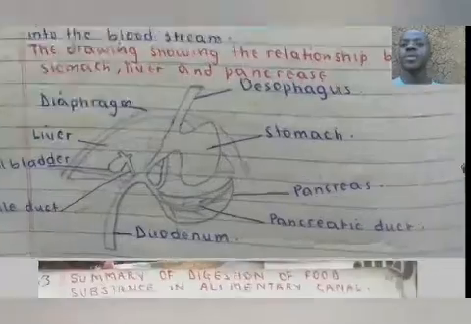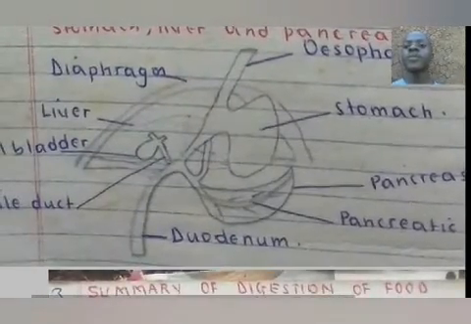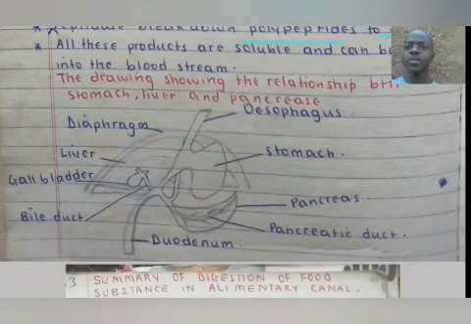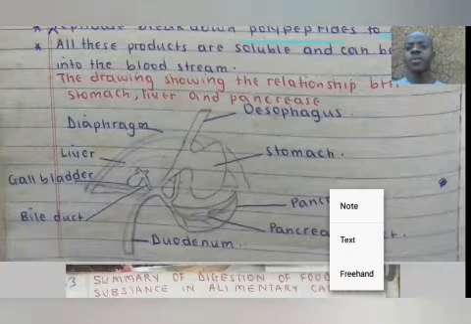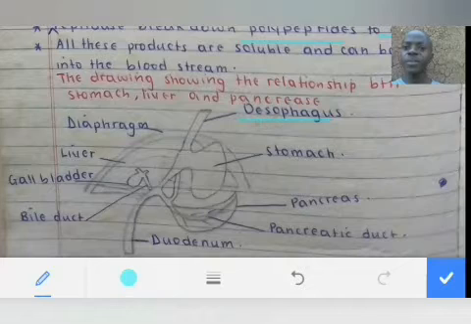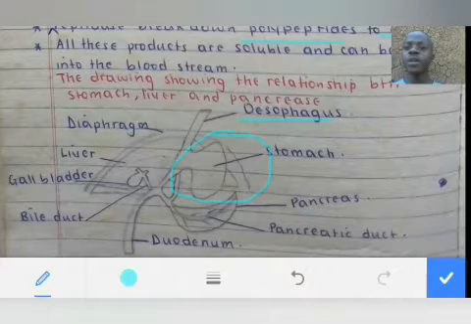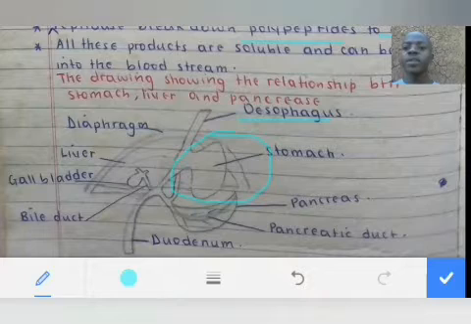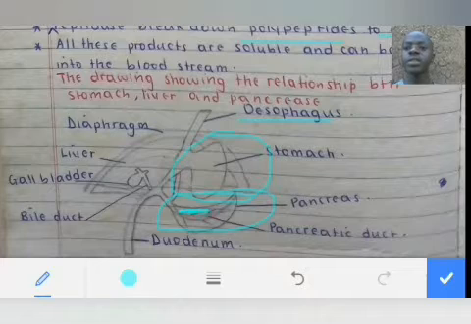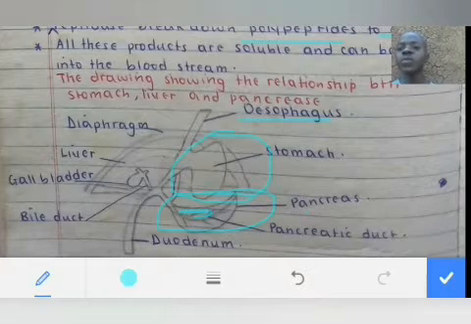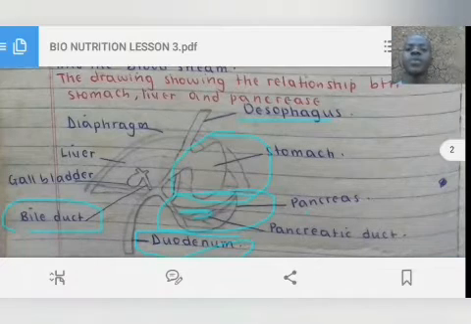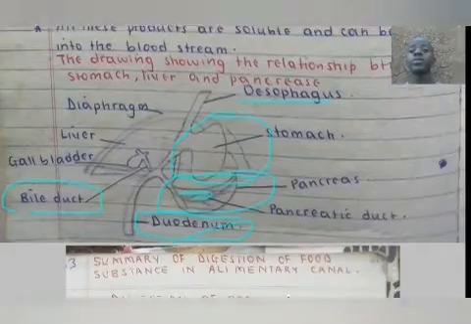Now here we have a diagram showing the relationship between the stomach, liver, and pancreas. From this diagram, we can see very many parts. We have the esophagus. From the esophagus, immediately we come to the stomach, so food comes from here. Then we can see the pancreas, where the other pancreatic enzymes come from, and the pancreatic duct is inside there. We also have the bile, and the duodenum is down here. So that is a summary of the drawing.